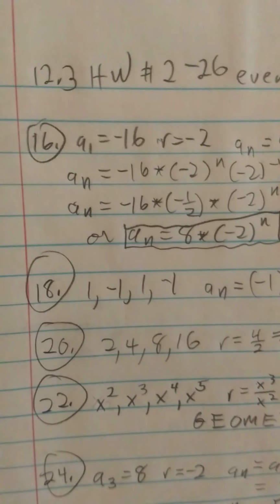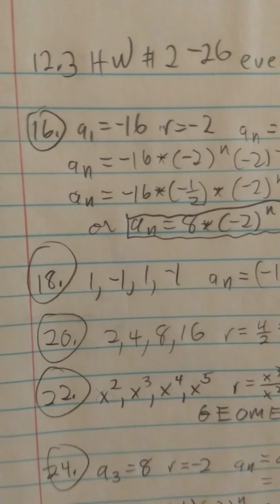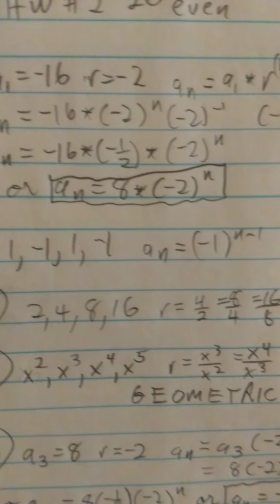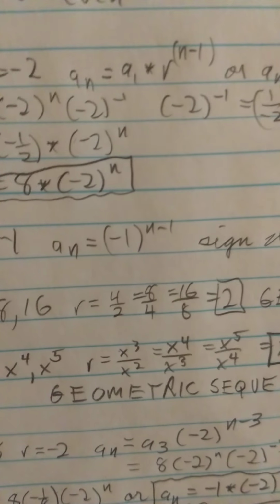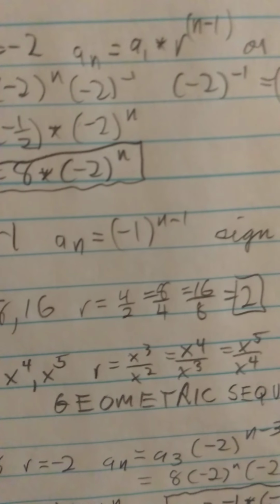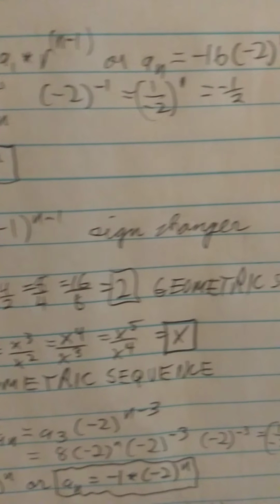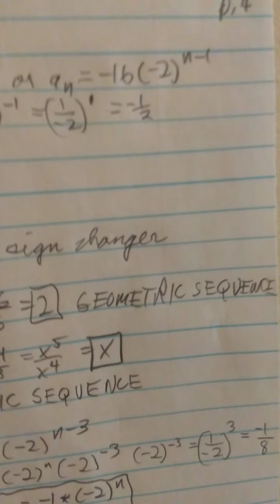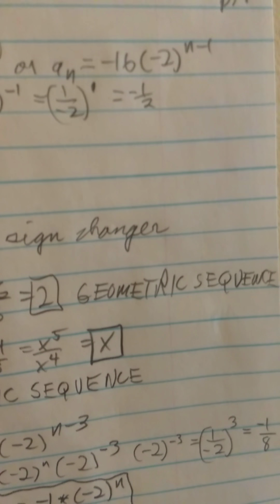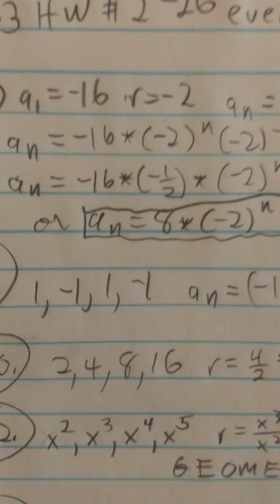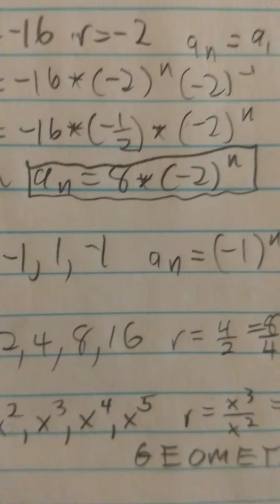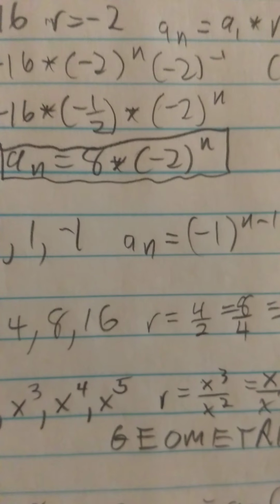And now on number 16, if we're given a sub 1 is negative 16, and our multiplying factor is negative 2, and using a sub n equals a sub 1 times r to the n minus 1, or a sub n is equal to negative 16 times negative 2 to the n minus 1. We're going to again break this into 3 pieces and say a sub n is negative 16 times negative 2 to the n times negative 2 to the negative 1.